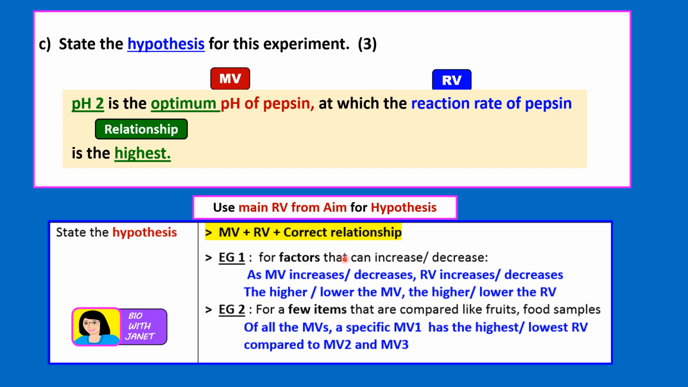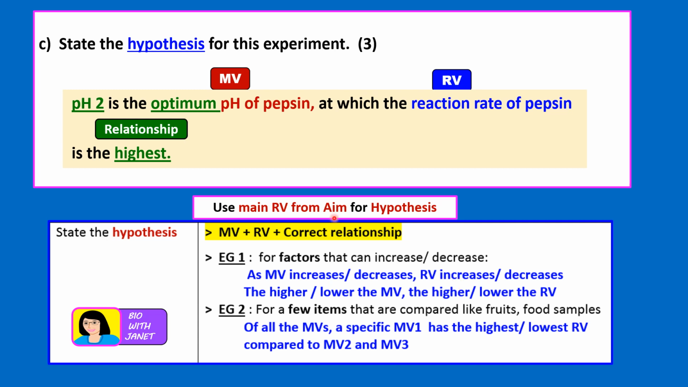So here I'd like to remind you, there are 2 different formats that can be used for hypothesis. The most common one is: as MV increases or decreases, RV increases or decreases. Or similarly, the higher or lower the MV, the higher or lower the RV. Where MV and RV are mentioned, and then increase, decrease, all these other relationships between MV and RV.